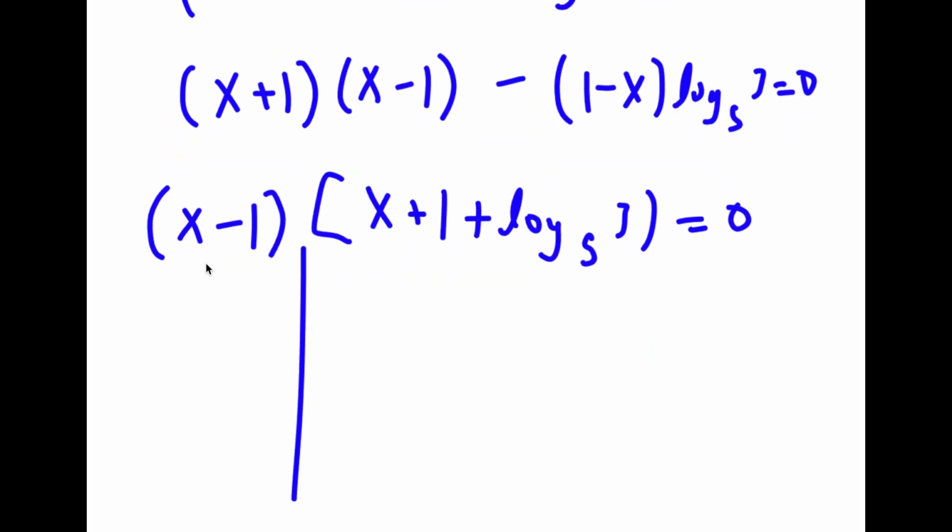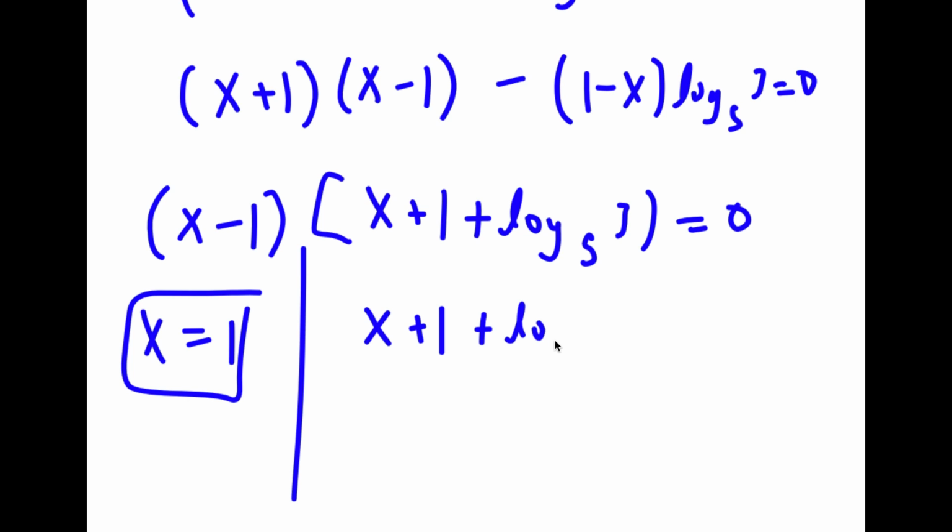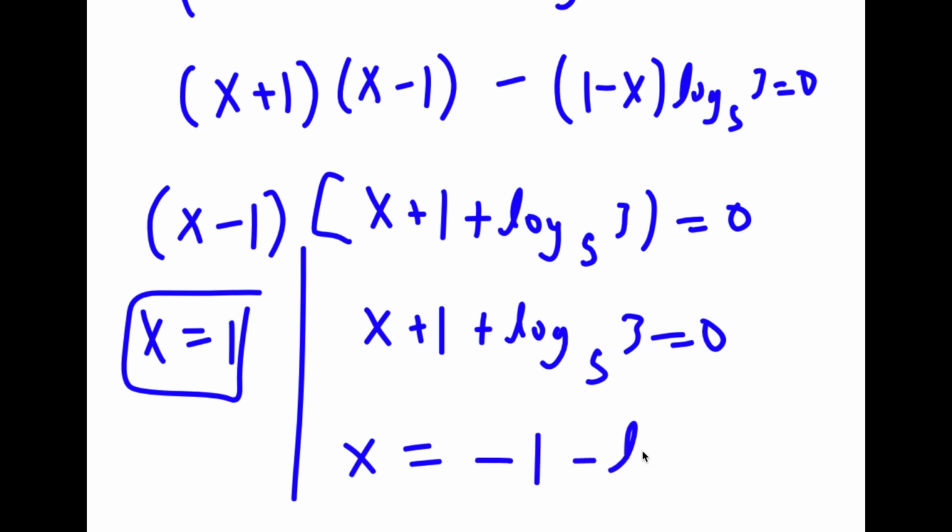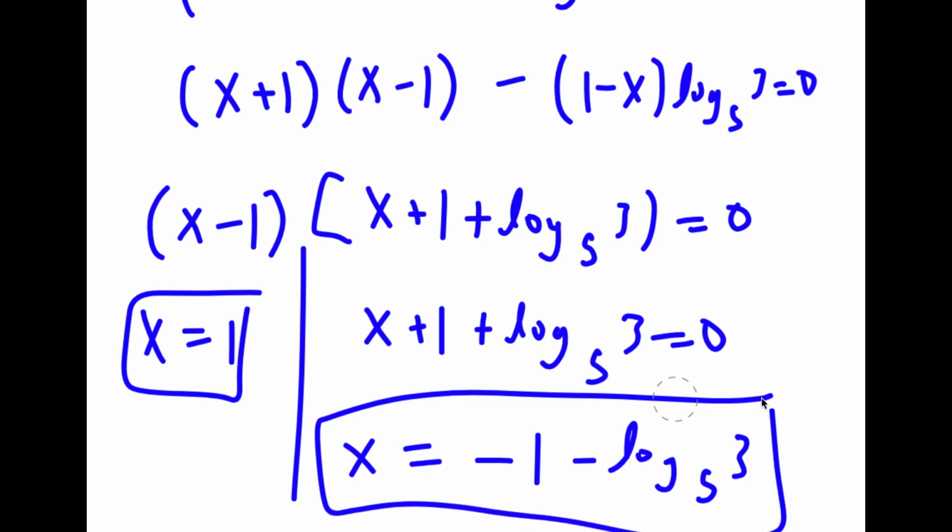So now this gives me two equations. I have x minus 1 equals 0, meaning x is equal to 1, and I have x plus 1 plus log base 5 of 3 is equal to 0, which means that x is equal to -1 minus log base 5 of 3. So these are my two solutions.